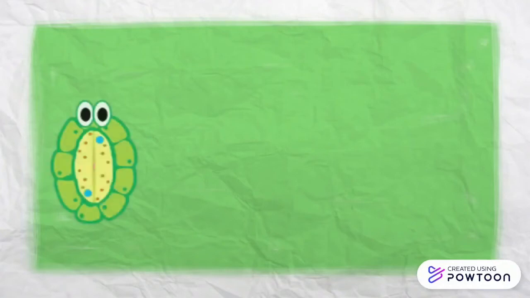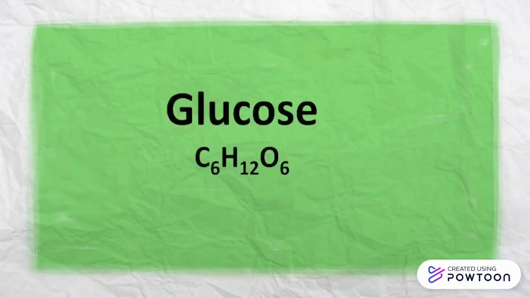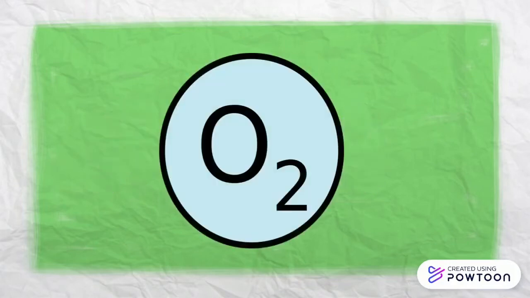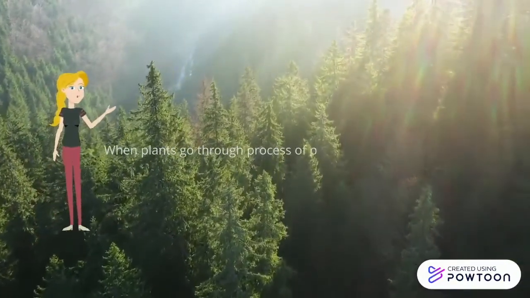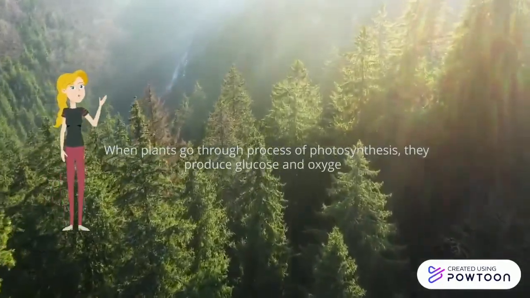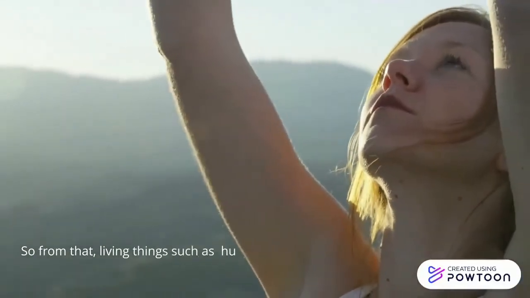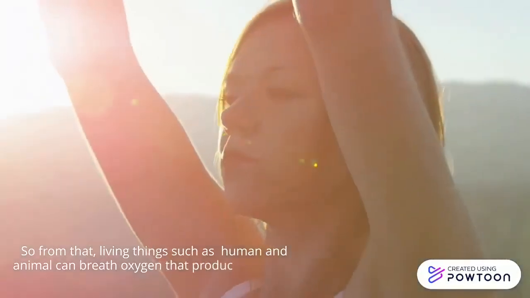Now it's chlorophyll's turn. Light energy is absorbed by the green pigment chlorophyll found in the chloroplast. Light energy allows production of glucose by the reaction between carbon dioxide and water. Oxygen is also produced as a waste product. When plants go through the process of photosynthesis, they produce glucose and oxygen. So from that, living things such as humans and animals can breathe oxygen produced by plants.